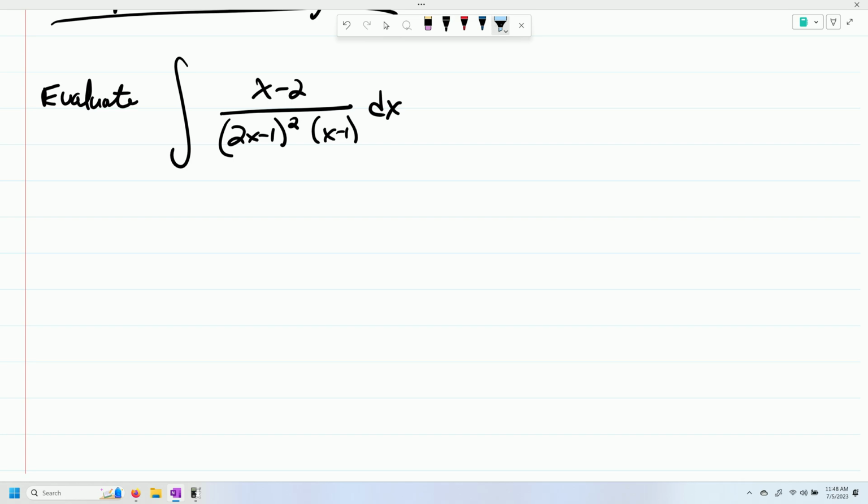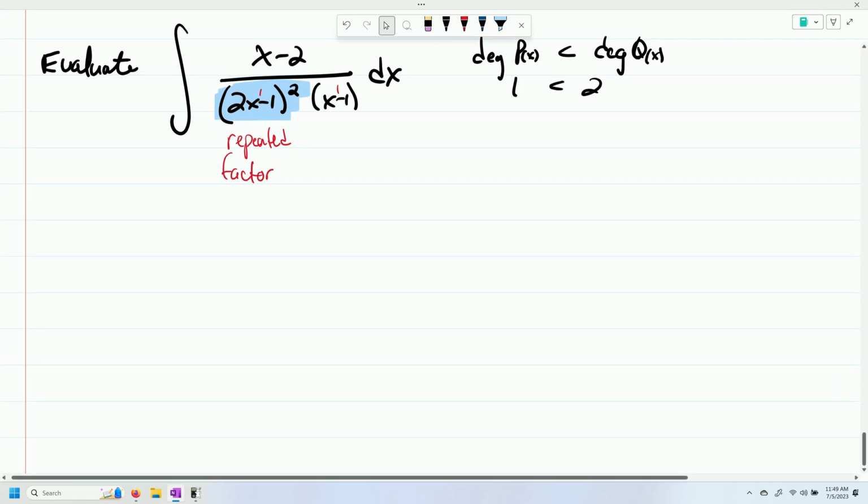Second, right here, this is a repeated factor, okay? It's a repeated factor, and it's also linear because that x is raised to the first power, and in the second factor, the x is also raised to the first power as well. And finally, because we have a repeated factor and it's raised to the second power, we also know that the degree of p of x is going to be less than the degree of q of x. 1 is definitely less than 2, so partial fraction decomposition. All right, so let's go ahead and let's see how we set this up, okay?